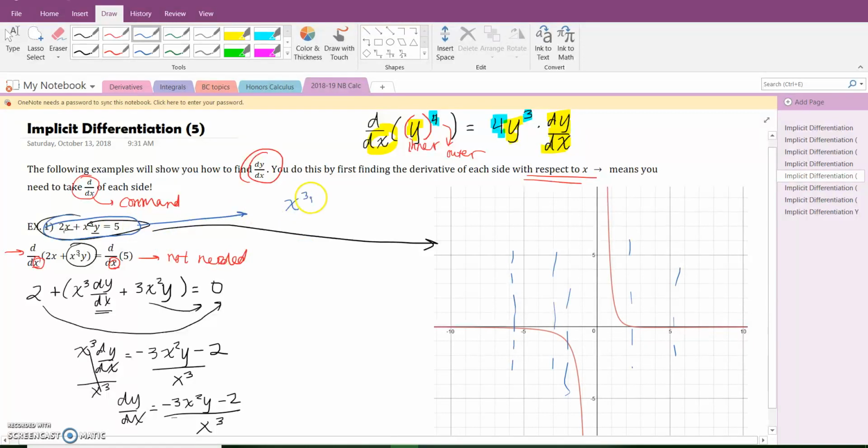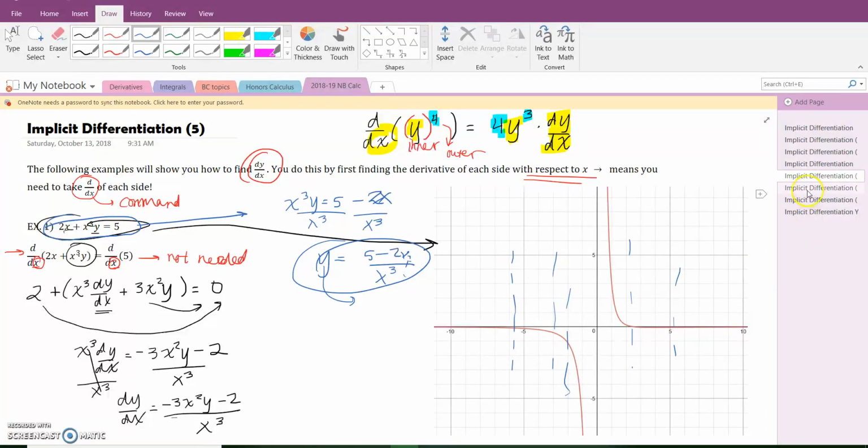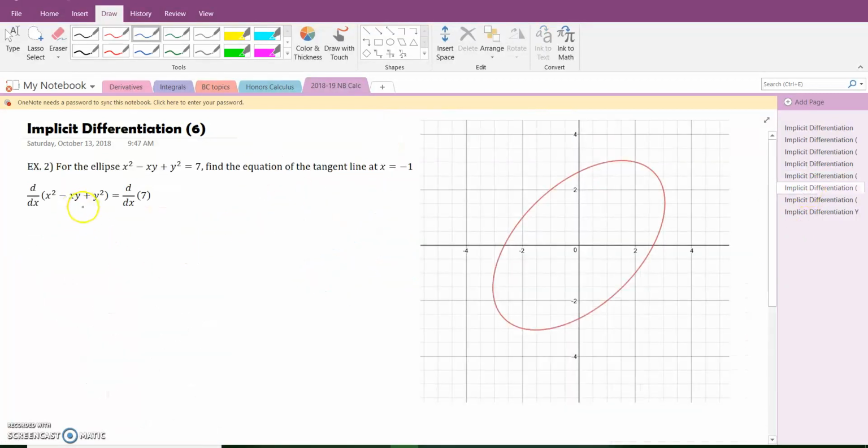So I could have done x cubed y equals 5 minus 2x. Oops. So minus 2x, so I could have moved 2x over. Then I could have divided by x cubed on each side. And I could have just gotten y equals 5 minus 2x over x cubed. So anytime that you could have done this, I could have just done a normal derivative with the quotient rule.